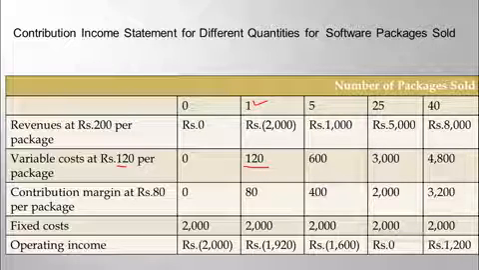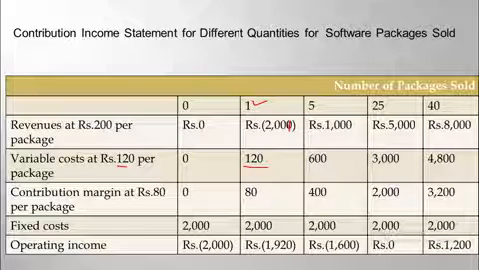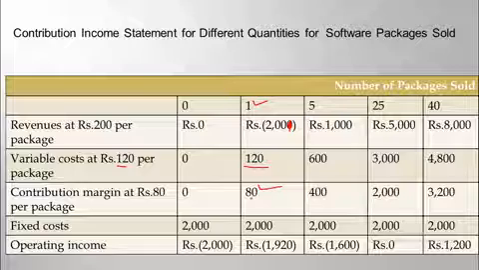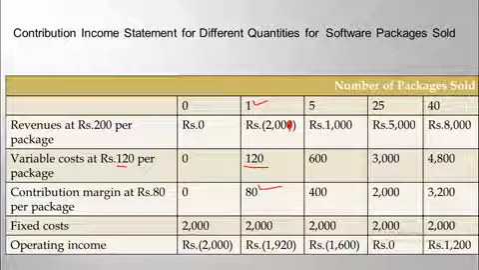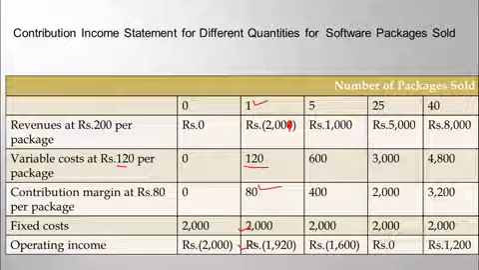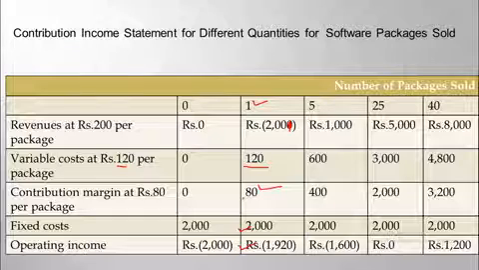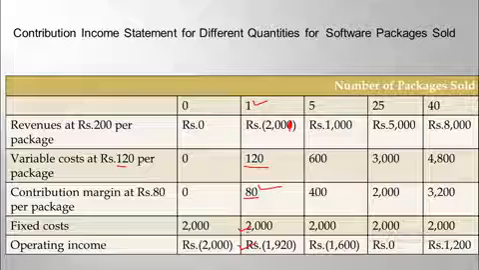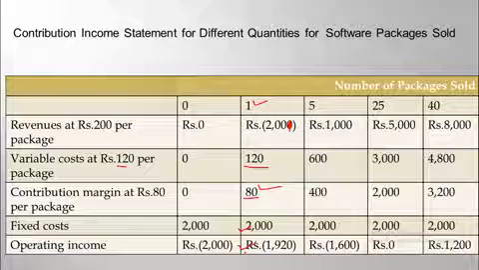So here, from the 200, if you see, by mistake a 0 has been added over here, so you can read it as 200 rupees only. So from rupees 200, if you minus the variable cost of rupees 120, you will get the contribution of rupees 80 per package. And from this contribution we have to incur a fixed cost of rupees 2000. It means that still we are in loss of rupees 1920, because we are getting a contribution of rupees 80, but still we have to pay a fixed cost of rupees 2000, and therefore we will be in loss of rupees 1920.